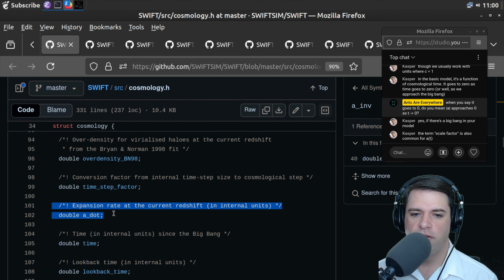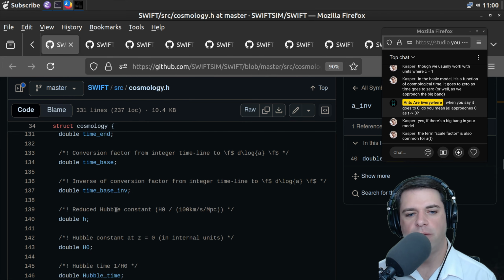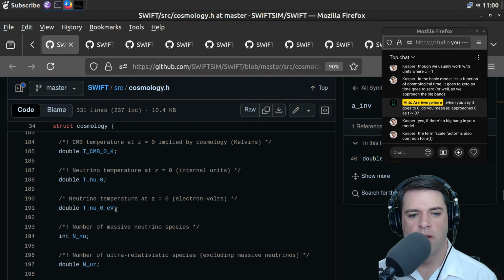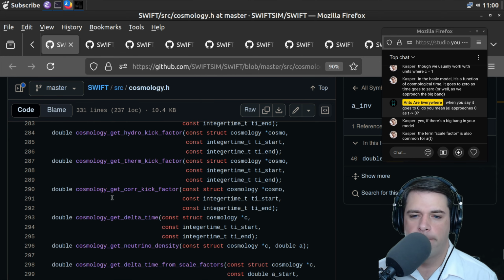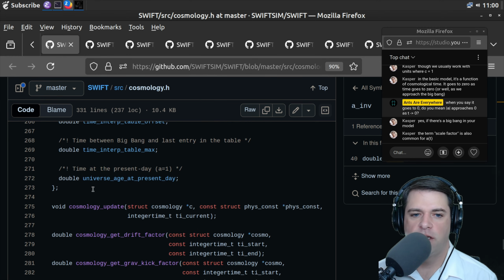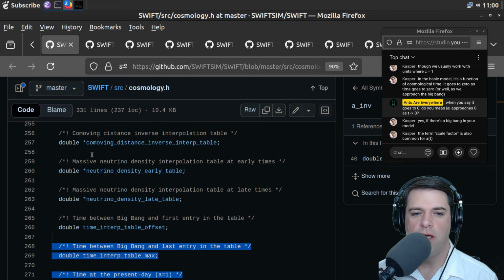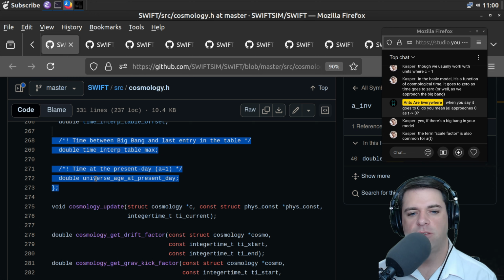All right, then we have expansion rates at the current redshift and all of this stuff. So this is cool. This is a struct that just has a bunch of variables. And this is just all the stuff they're keeping track of. And then this is the header. And this is kind of like a God struct in the sense that all of the things you could need are going to be in the struct, and we're probably just going to pass it around as sort of like a context.